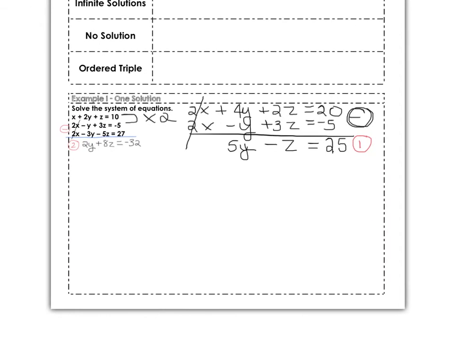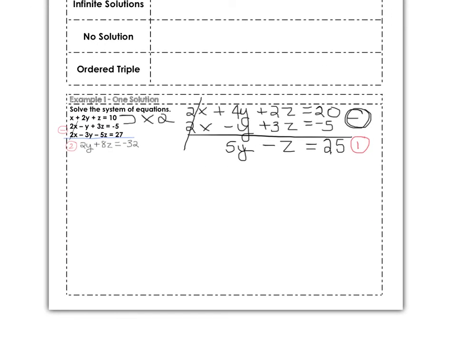So notice now my fonts are a little bit big, okay? So now I've eliminated x, and I'm back to the world of Algebra 1 where I have 2 variables. So I'm now going to pair equation 1 with equation 2, okay? So I'm just going to quickly rewrite that over there.